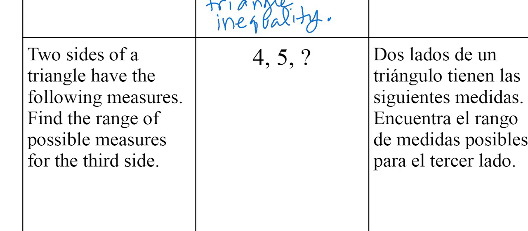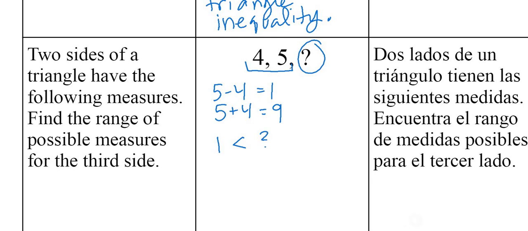Okay, now we have two sides of a triangle with the following measures. Find the range of possible measures for the third side. All right, well, the difference of the first two, 5 minus 4, is 1, and their sum, 5 plus 4, is 9. The third side must be between those values, but not including those values. So I have 1 is less than the third side length, which is less than 9.